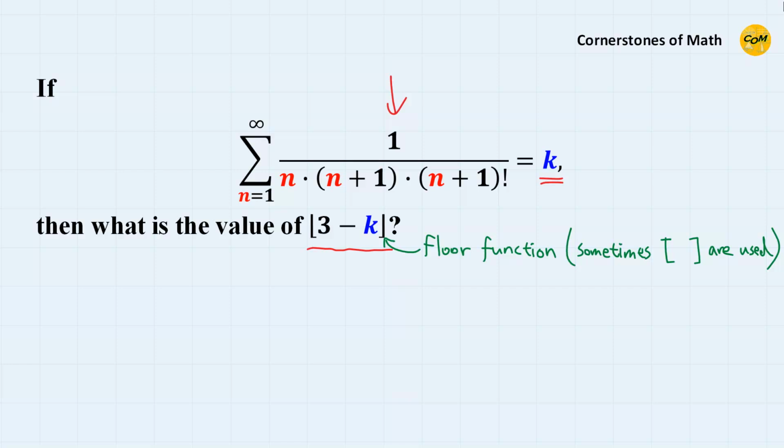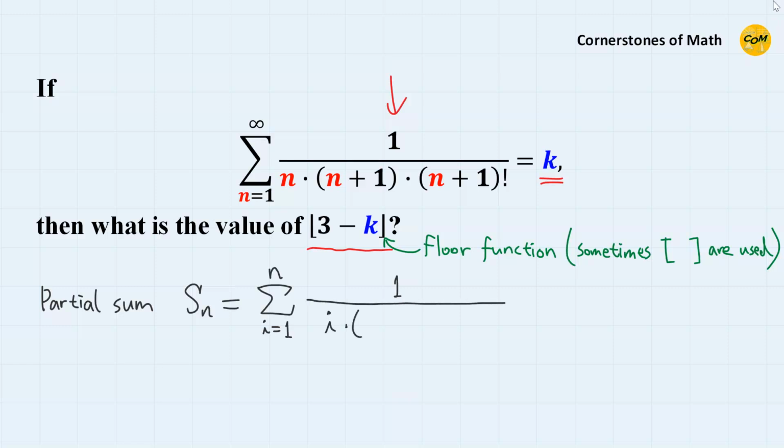Alright, let's get on to it. First, we need to evaluate its partial sum. Let's call this partial sum Sn. Then Sn is given by sigma, where i changes from 1 to n, 1 over i times i plus 1 times i plus 1 factorial.